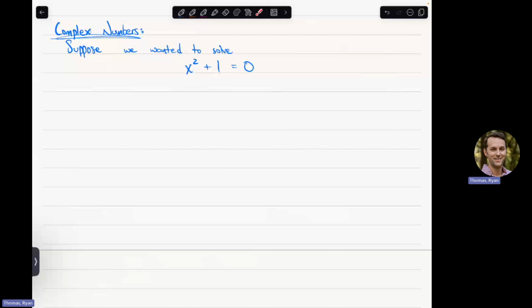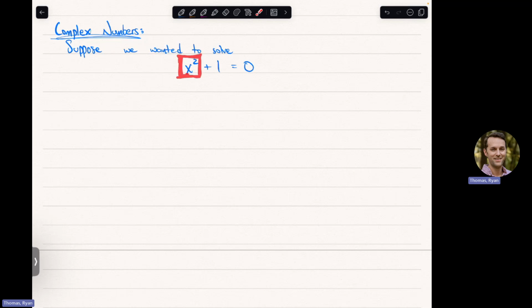Hi everyone. Today we're going to talk about a topic related to solving quadratic equations, called complex numbers. We'll talk more in a second about what that means. But suppose we wanted to solve this equation: x squared plus 1 equals 0. To do this, you can use whatever solving method you want.